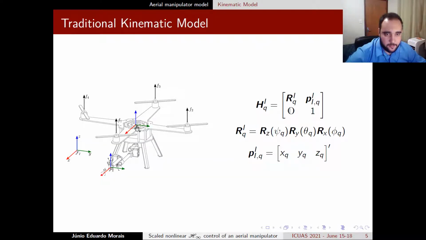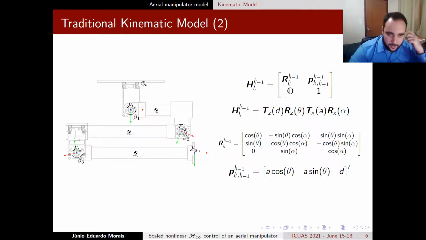Using these frames and using a very traditional formula of obtaining a kinematic model, we can then represent the pose of the quadrotor UAV in relation with the initial frame by using the homogeneous transformation matrix shown here, and the Euler angles using the ZIX convention about local axis. And in this case, we have this rotation matrix shown here, and also the position vector encodes in the x, y, and z positions of the quadrotor.